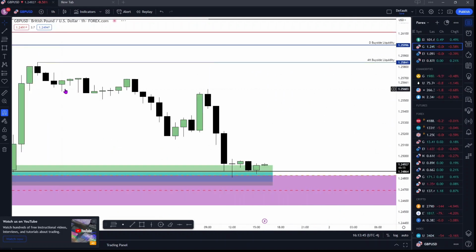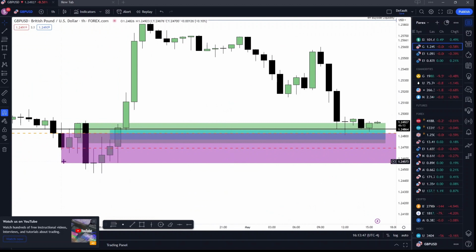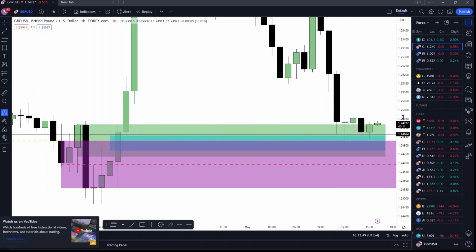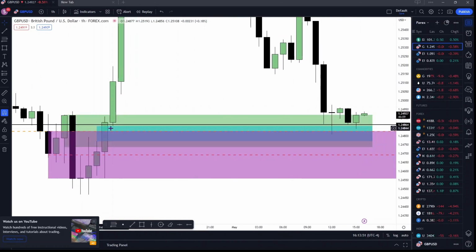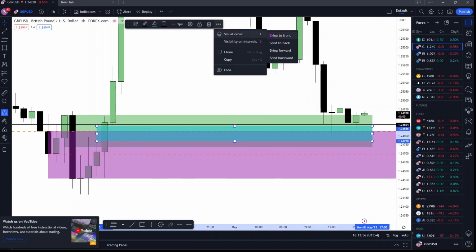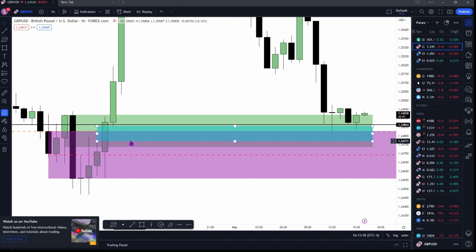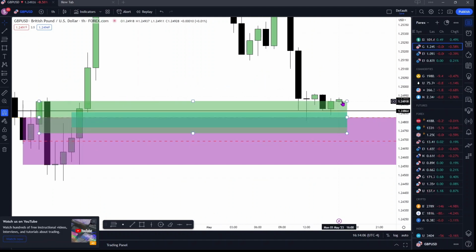So I'll drop down to the hourly. I do have some more markings. It's looking a bit messy, but I'll try and explain as best as I can. This is a fair value gap on the hourly, the blue box. I'll bring this to the front. As you can see, we dipped into it here. We dipped into it here. I do expect us to dip into it again, to be honest, tomorrow.